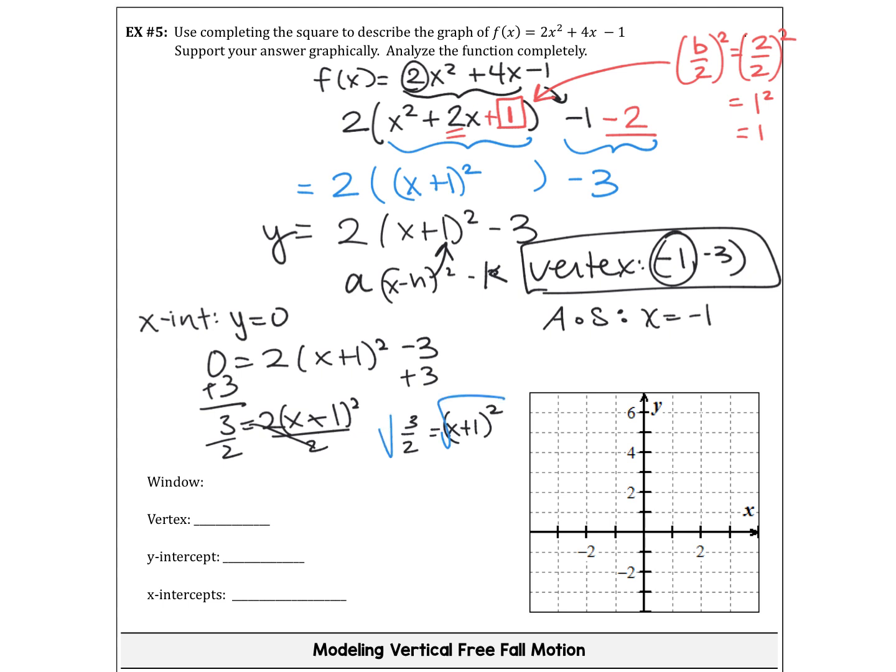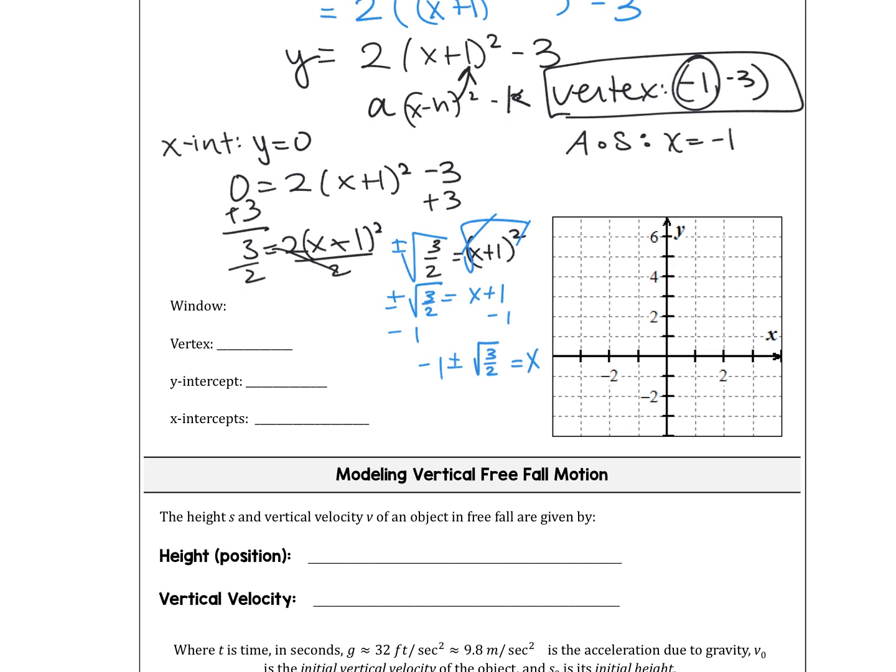Take the square root of both sides, plus or minus. I get x plus 1 equals plus or minus the square root of 3 over 2. Subtract 1 on both sides, and I get -1 plus or minus the square root of 3 over 2. Keep in mind you want to rationalize this because you can't have a root in the denominator, so this is equivalent to -1 plus or minus root 3 over root 2. I'm going to rationalize it by multiplying both top and bottom by root 2. So this is really x equals -1 plus or minus root 6 over 2. And those are our roots.